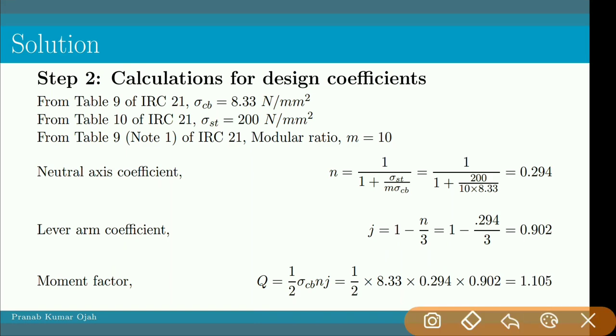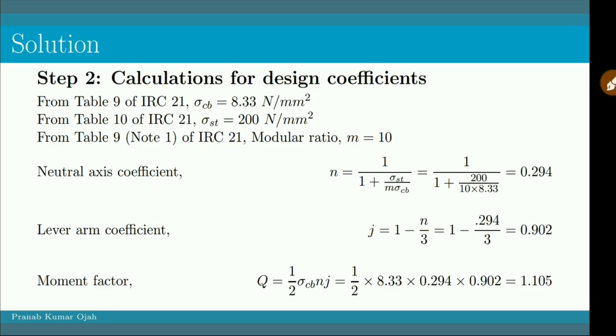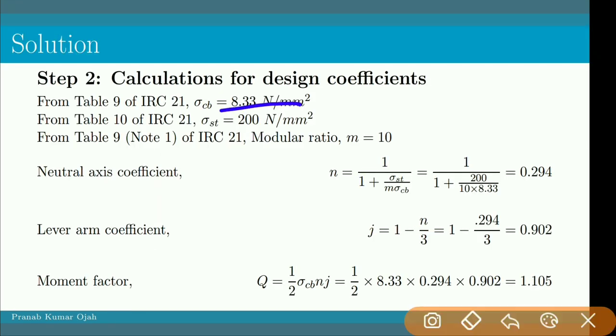Now in step 2, we have to calculate some design coefficients. We have already designed one deck slab in this bridge engineering class, and already covered how to get these values and calculate. Still I am going to repeat here. From table 9 we have to take sigma CB. This is table 9 of IRC 21-2000. Here we have to use M25 grade of concrete, so the sigma CB value will be 8.33.